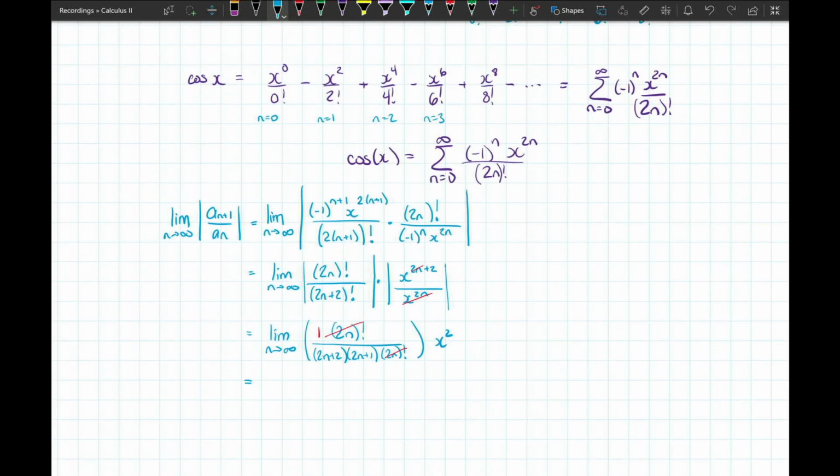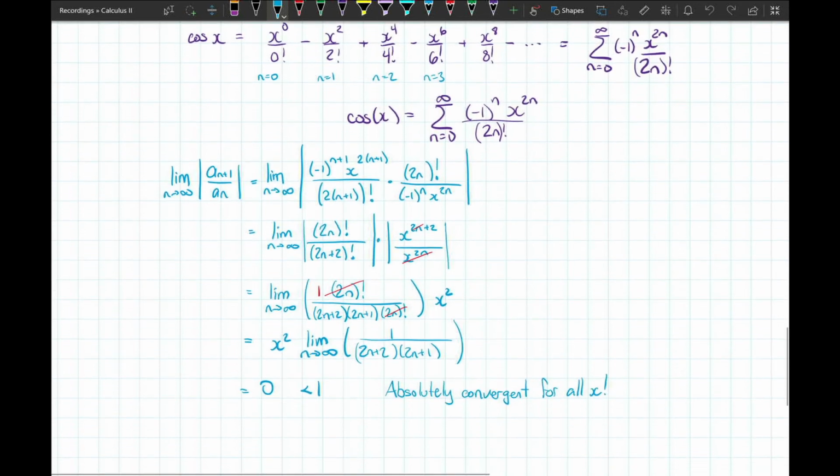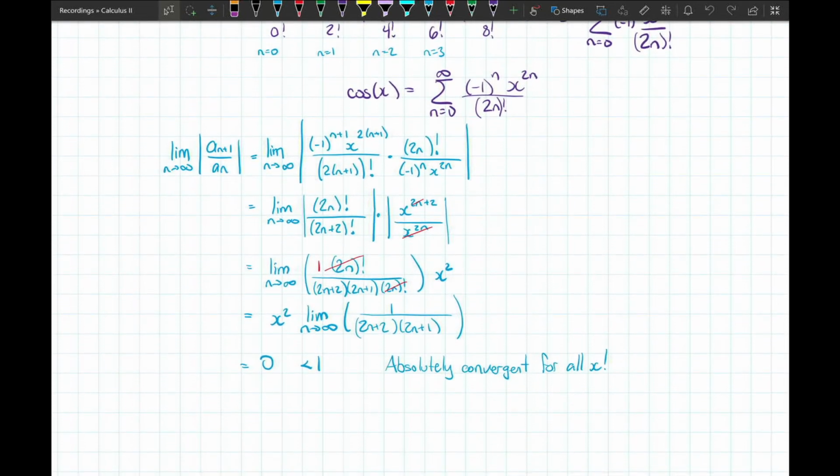X squared is constant with respect to n, so that can be moved out front of the limit, and we have the limit as n goes to infinity of 1 over (2n plus 2)(2n plus 1), and that is equal to 0. So regardless of what x is, since x is any real number, this limit always evaluates to 0, and therefore it is convergent for all real numbers. So much like our power series representation of e to the x, we can say that the interval of convergence here is all real numbers, and the radius of convergence is infinite.